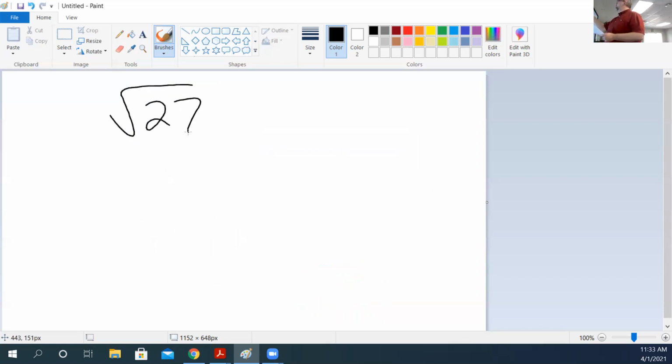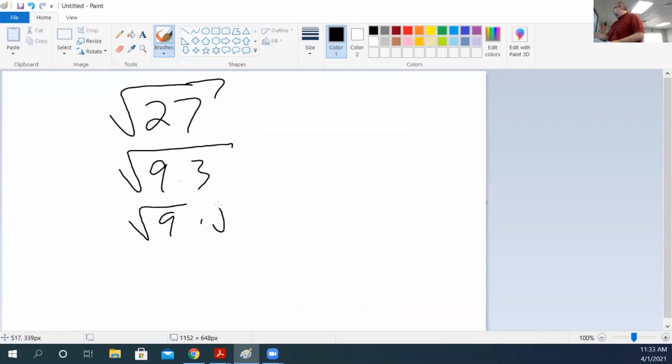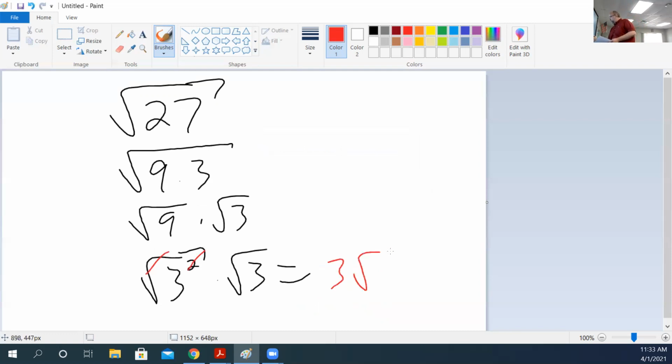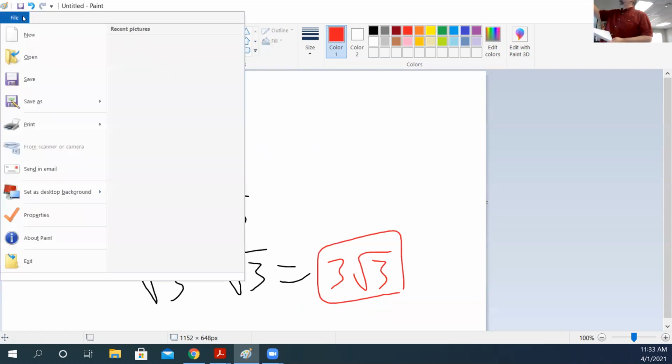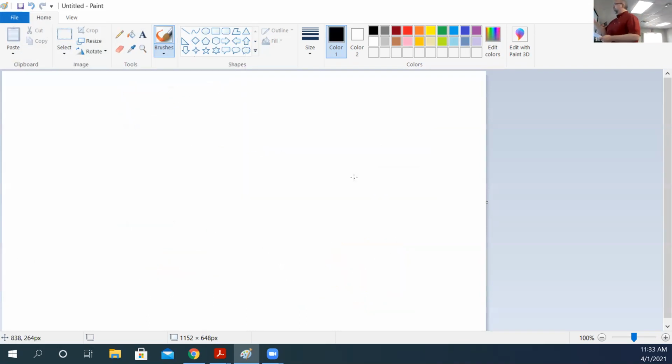All right, how about square root of 27? You factor 27 with something I see on that table. How about 9 times 3? So it goes square root of 9 times square root of 3. This gets replaced by 3 squared times square root of 3. The square cancels, so the answer for that one is 3 square root of 3. All right, doing good. A couple more.